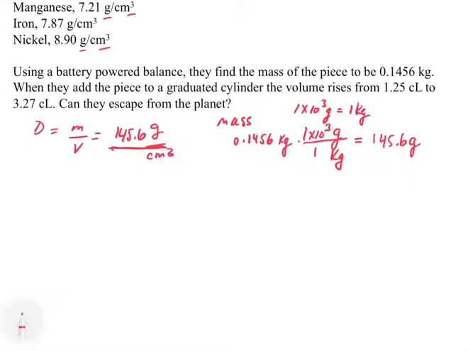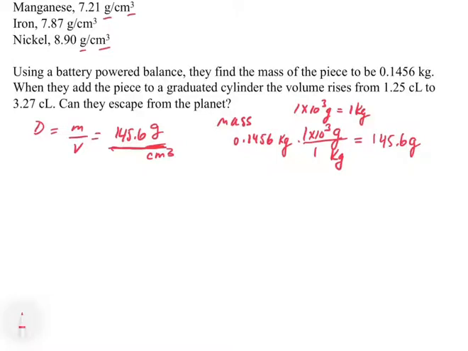Now let's look at the second part, because I have to do some teaching now about this. It says they add this piece to a graduated cylinder, and the volume rises from 1.25 centiliters to 3.27 centiliters. First thing I want to point out is this is a very unique graduated cylinder because it's graduated in centiliters. So these people don't use the same glassware that we use. Most of our glassware is in milliliters, but obviously we're doing this to make you have to do the unit conversion.